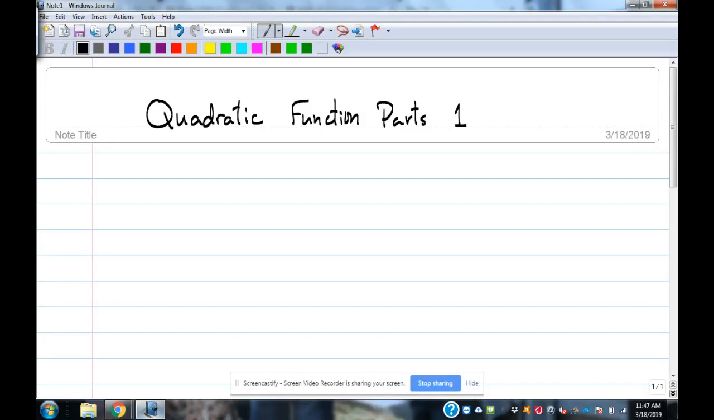Quadratic functions. What are quadratics? Quadratics are the things that we were factoring last semester, last nine weeks, where we ended up solving quadratics by factoring, that sort of thing. Quadratic functions look like this.